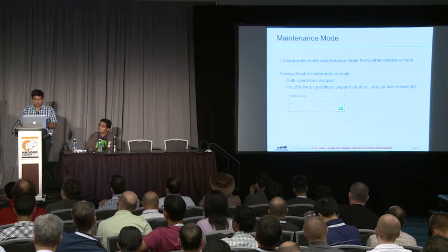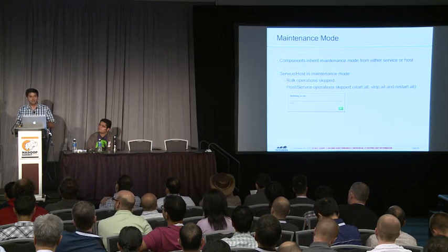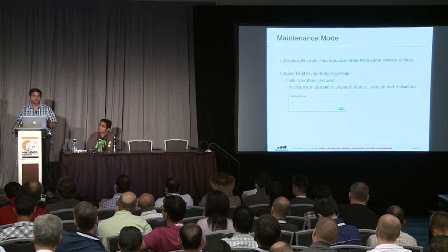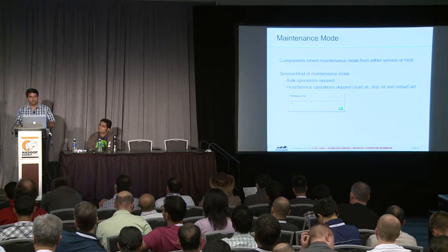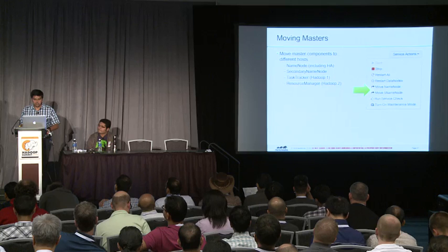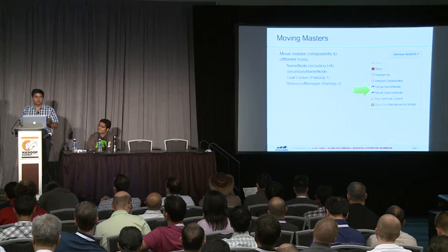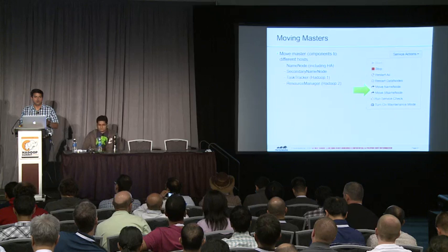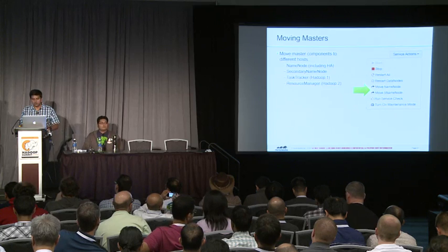So this is basically saying that it can be applied on the service or host. And your individual host component, let's say a data node, will inherit that maintenance mode flag either from the host or from that service. So it's kind of a nice way to manage your cluster and the alerts you get. The other thing that we provide is moving masters. This has been available, but we have been expanding on it. And even in high availability mode for name node, we allow you to move the individual name nodes from one host to another. So it's an easy way to manage your cluster.